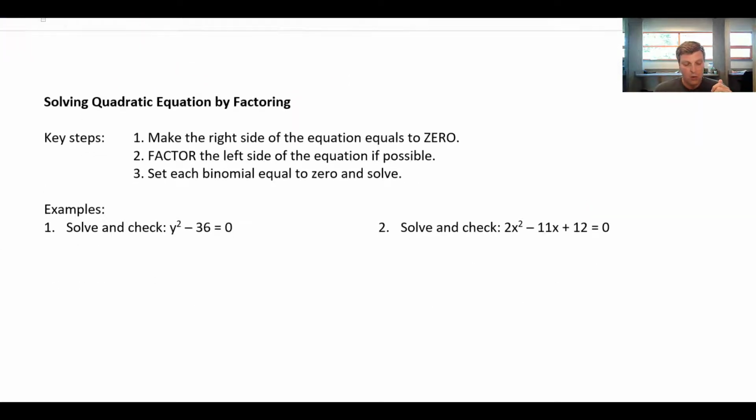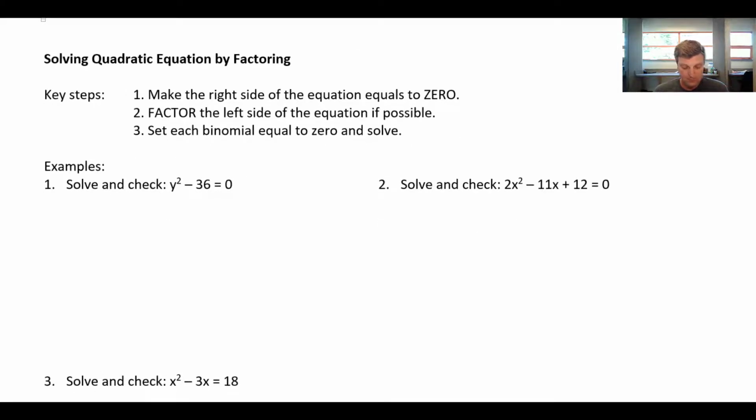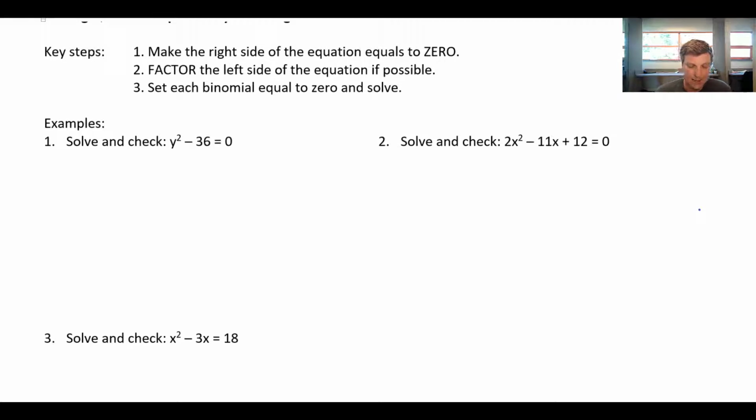Okay, so when we're solving by factoring, you have to make one side, the right side of the equation, equal to 0. That's step 1. You're then going to factor the left side as much as possible, and then you're going to set the binomials equal to 0 and solve. And so we'll do some examples of that right now.